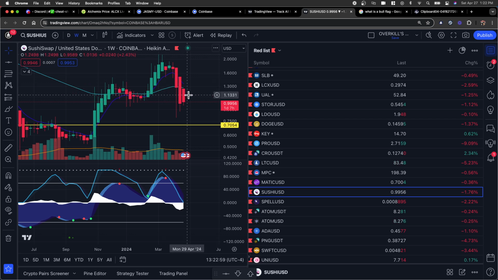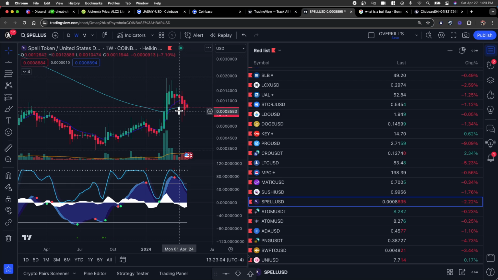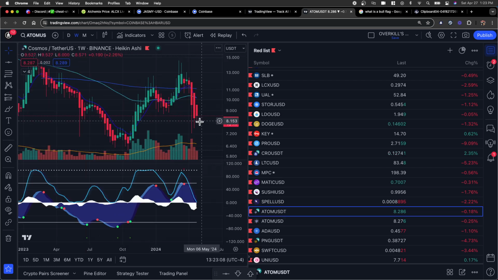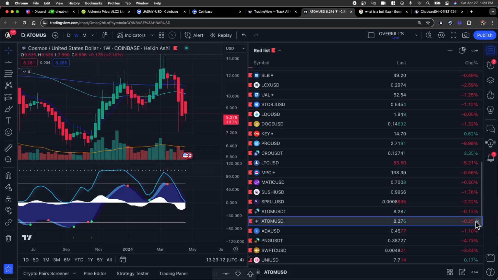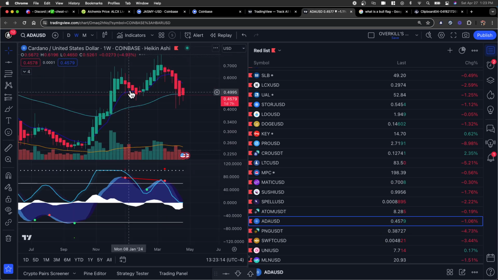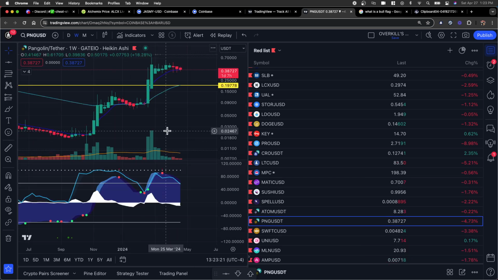You are getting at a little bit of a discount, but again, it's not above our 50-week moving average. Here's Spell, also back down there into the 50. Stochastic just isn't there for me yet. Atom is down on the floor, but we are below the 50-week. I got 2 Atoms in here. Here's Ada, Cardano. Not looking bad here. Ada actually looks good as well. Bang. Add that one to the looking to buy list. Here's PNG.